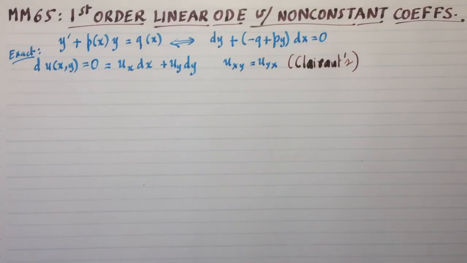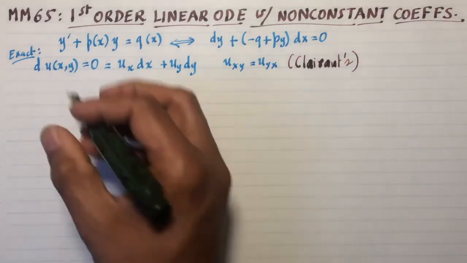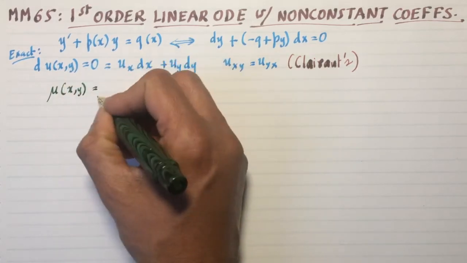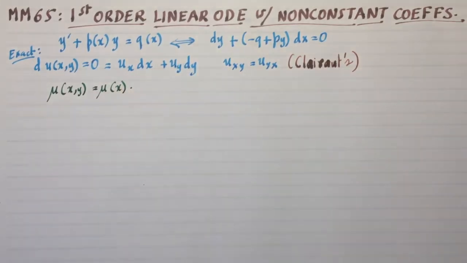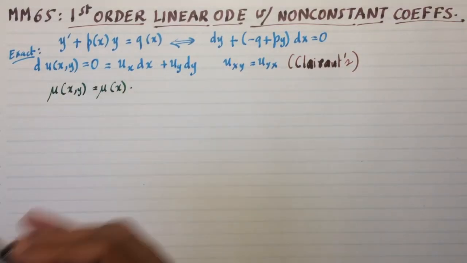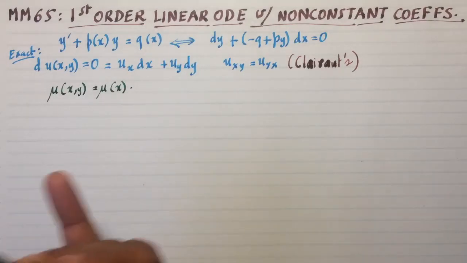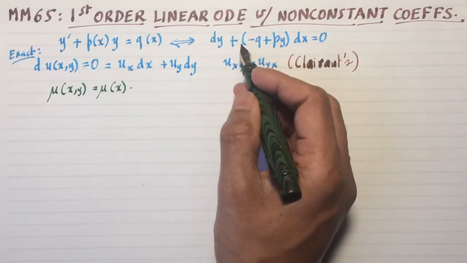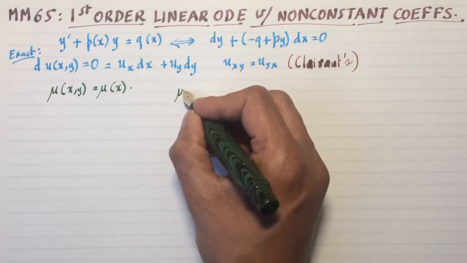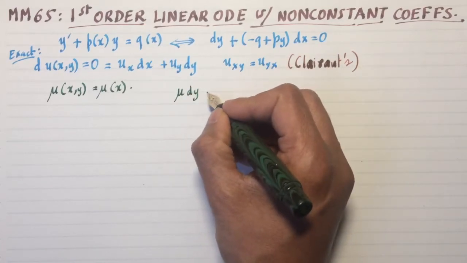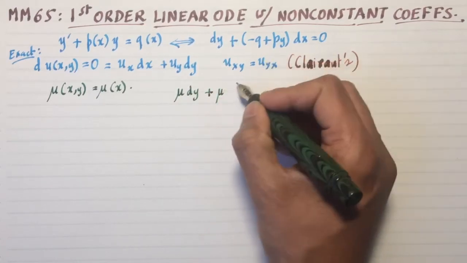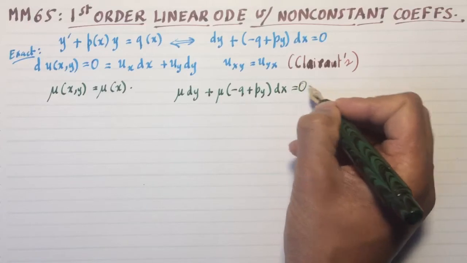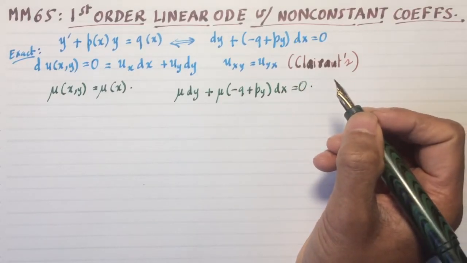The integrating factor is of different types in different problems, but the most simple integrating factor, we can take it to simply be a function of x in this case. This works out. Integrating factor is an art. You don't really know this up front, but you try various things out and one of them works. So let's try multiplying both sides of this differential equation with a function known as mu. So mu times dy plus mu times negative q plus py dx equal to 0. I want to enforce exactness.